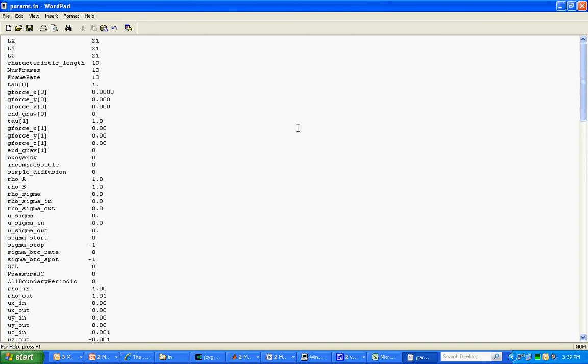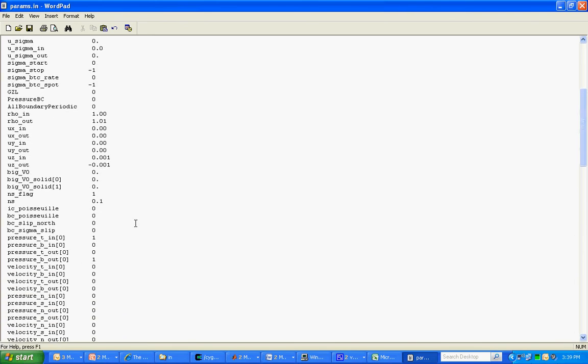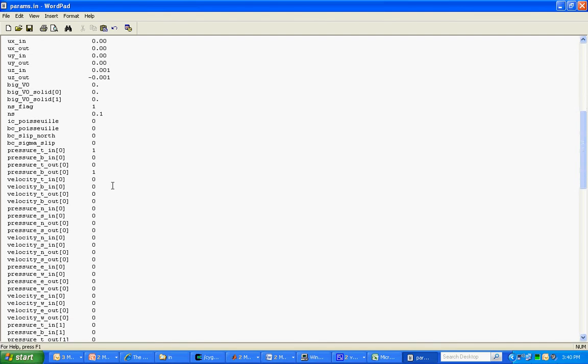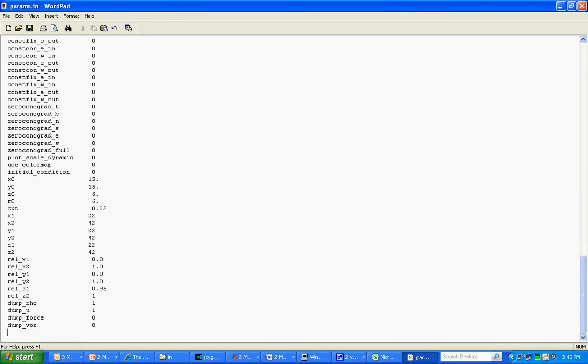I believe our pipe is oriented in the Z direction right now, so let's put a driving force in the positive Z direction. That's a gravitational acceleration. And basically, none of the rest of this will be an issue at the moment. We'll turn off all the pressure boundaries. And that should really take care of everything.